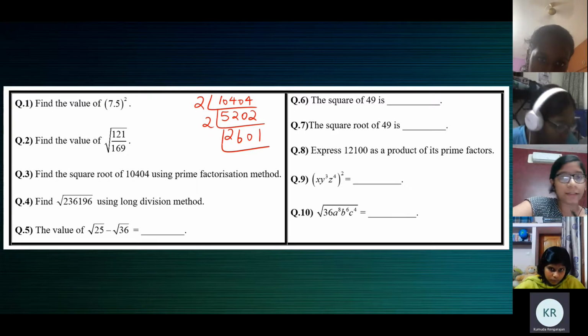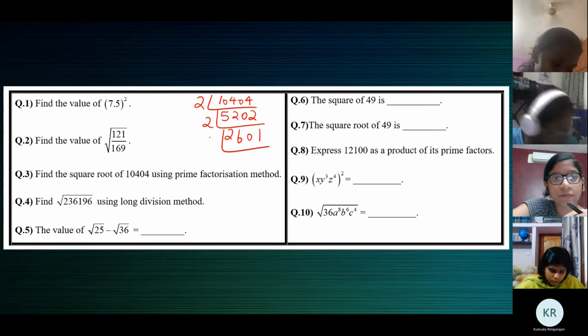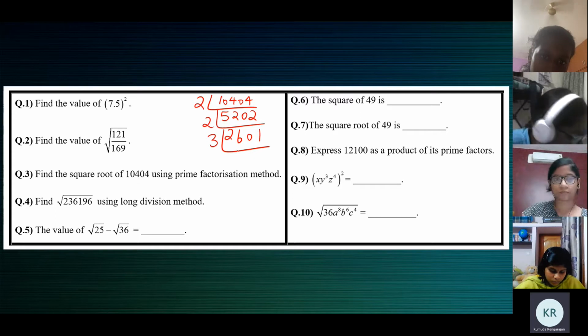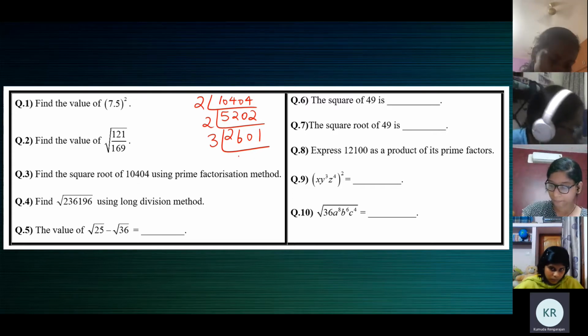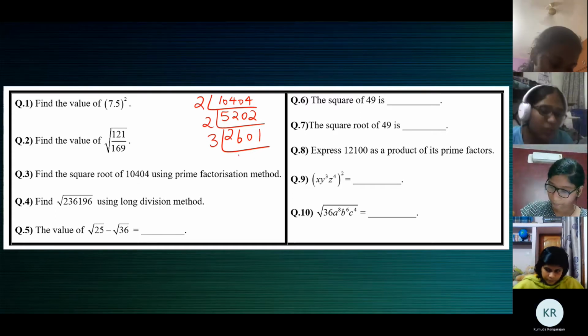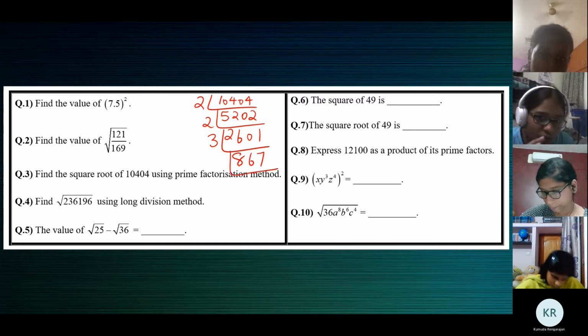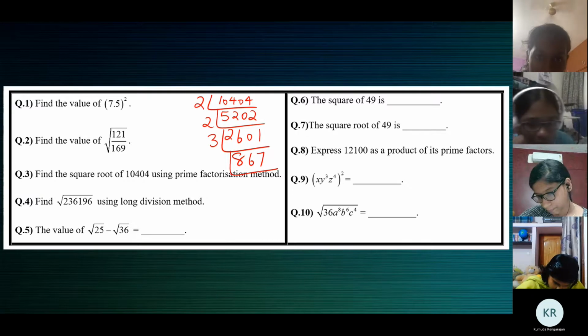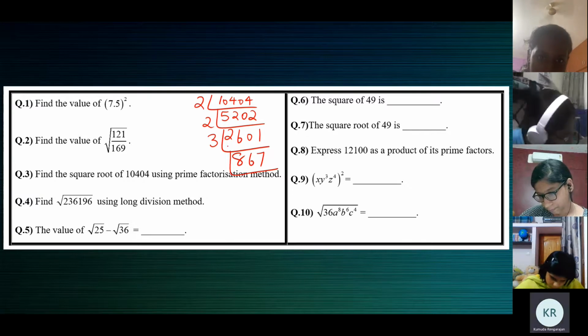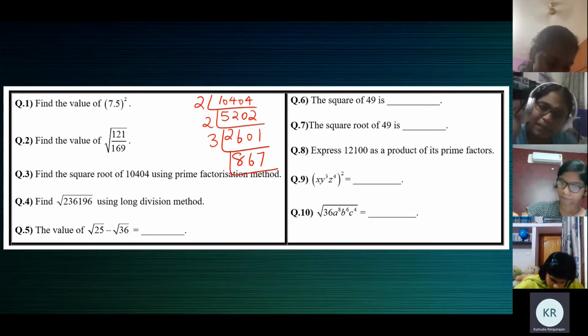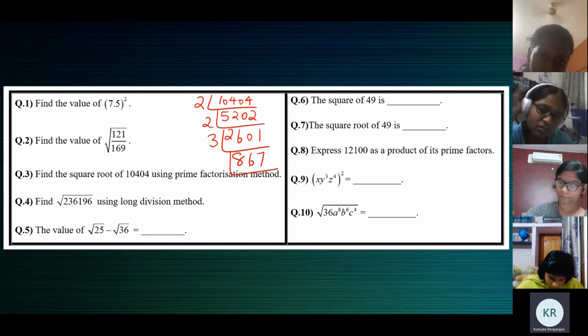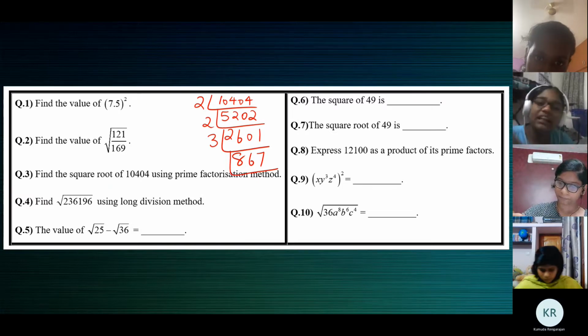You're dividing this one by 3, is it? Yes, ma'am, 3, because it's not divisible by 2. So what is the quotient you get? 867, ma'am. That is not divisible by any other number, so I divided it by 17. If you get 3 ones, okay. What is the test of divisibility for 3? Ma'am, sorry, I didn't get it.